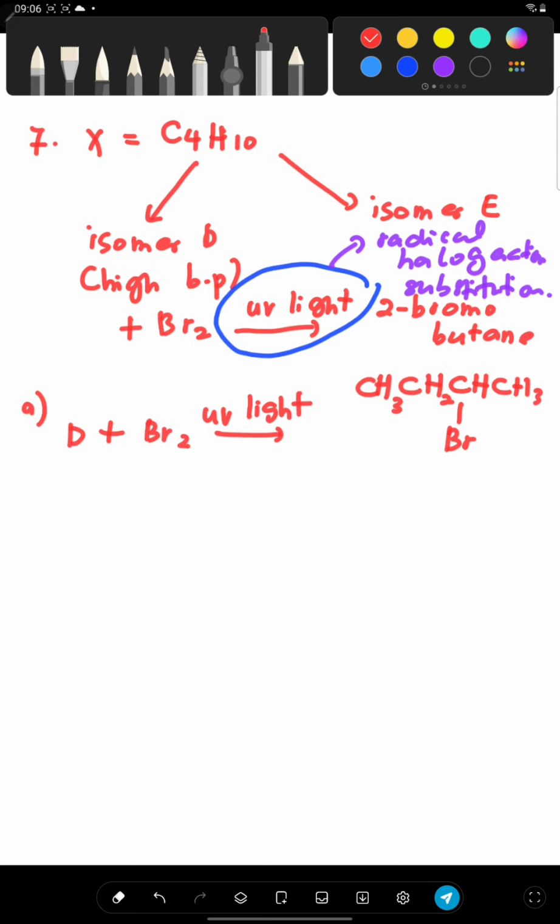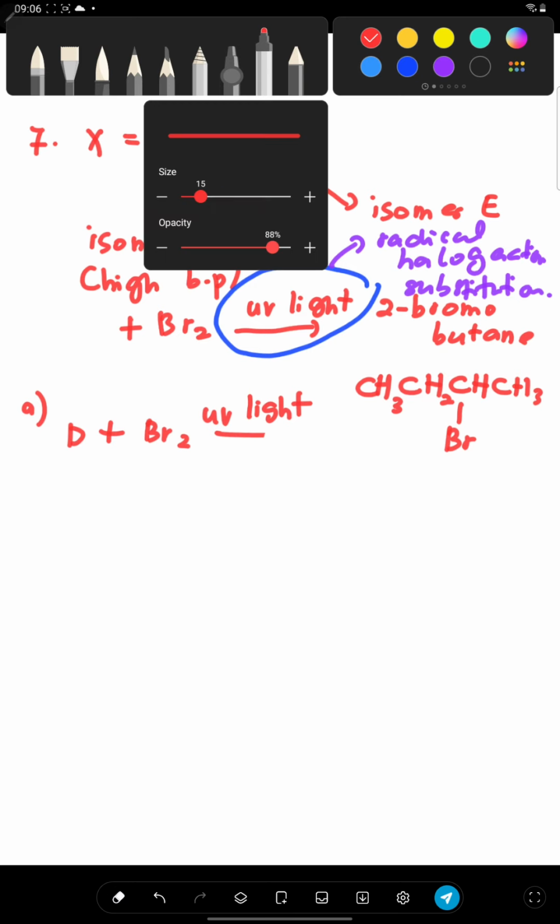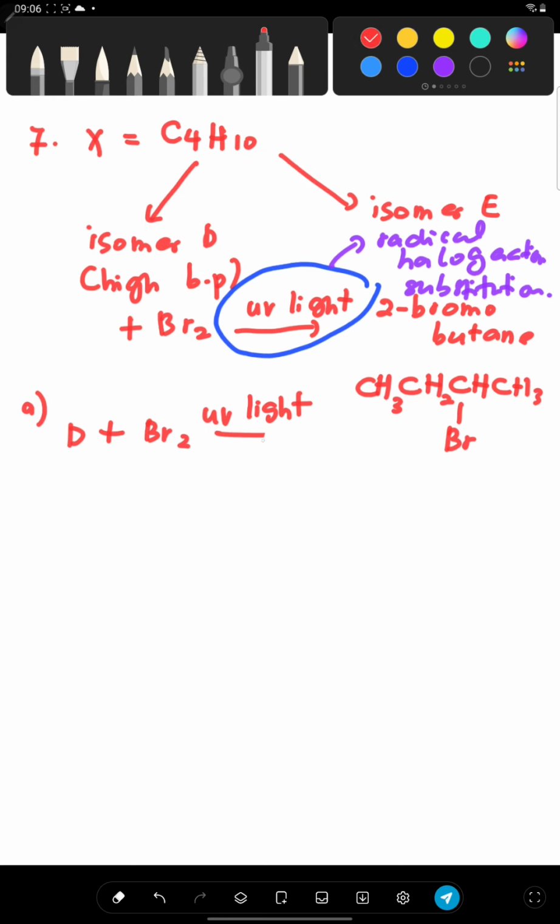And you get this product. And how to know the structure for isomer D? Basically here is a radical halogenation substitution.